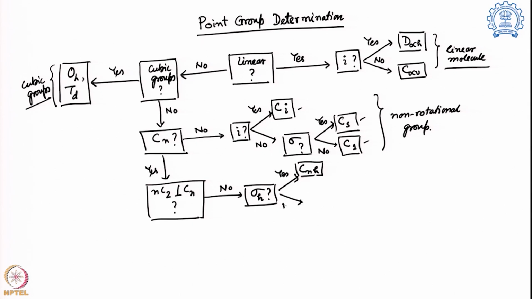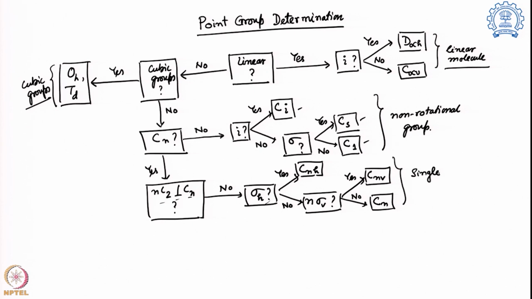If the answer is no, then the next question is whether you have n number of sigma v's along with it or not. If the answer is yes, they belong to the Cnv point group. If the answer is no, then it belongs to the Cn point group. So it does not have n number of C2s perpendicular to Cn, but it can have sigma h, so it is Cnh, you can have sigma v's, it will be Cnv, or nothing, it will be only Cn, and all of these belong to the single axis rotation groups.